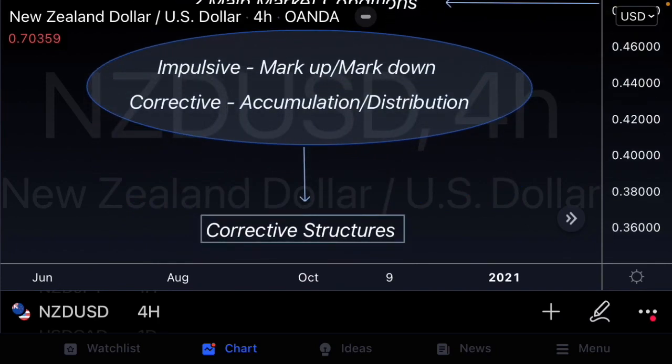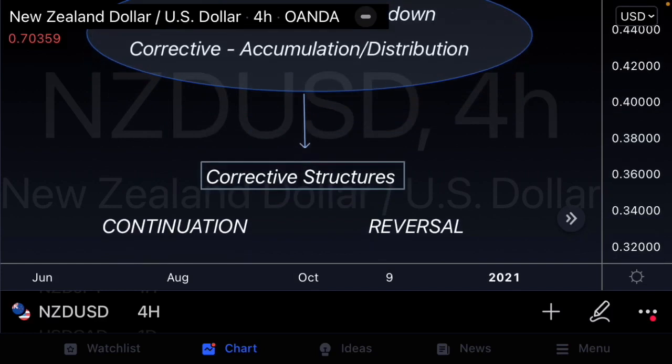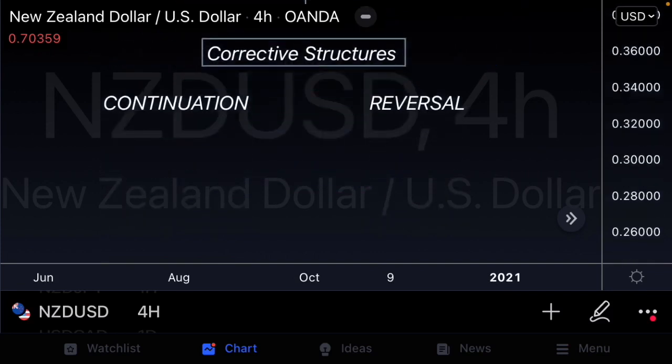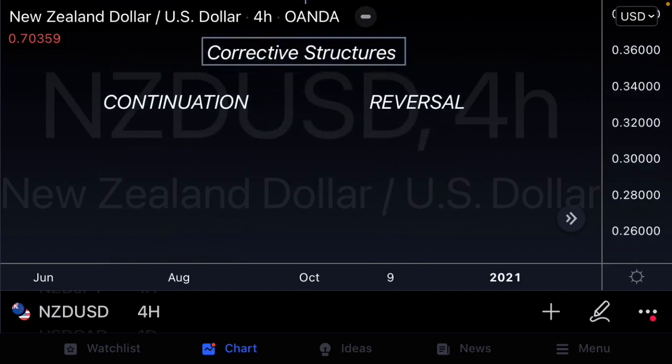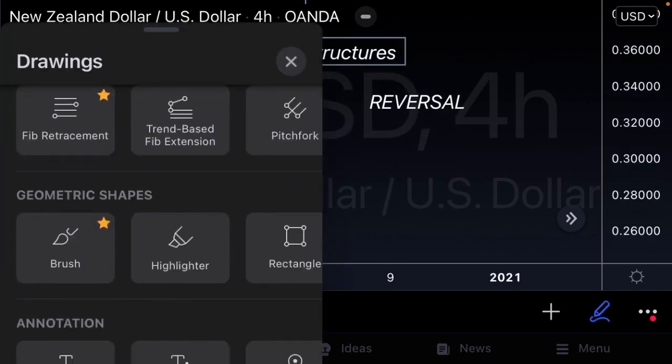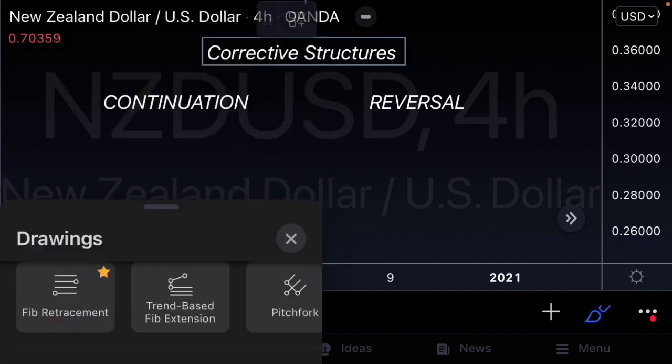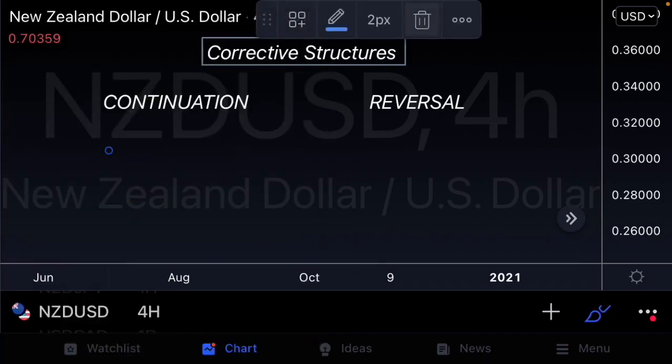So now that we understand that our eyes are focused on looking at these corrective structures and identifying them, there are only two types of corrective structures for us to be looking at. There are only, guys, continuation structures and reversal structures. Now let's get into the meat of why we say that these structures are the ultimate indicators when it comes to trading our chart structures.